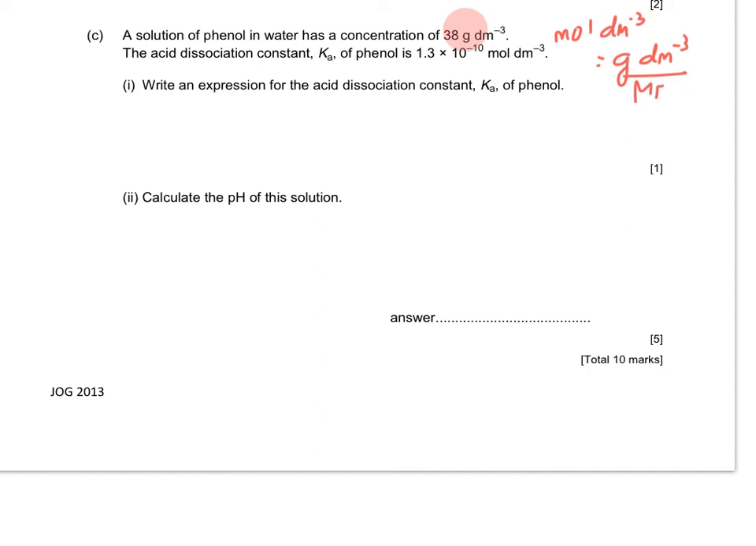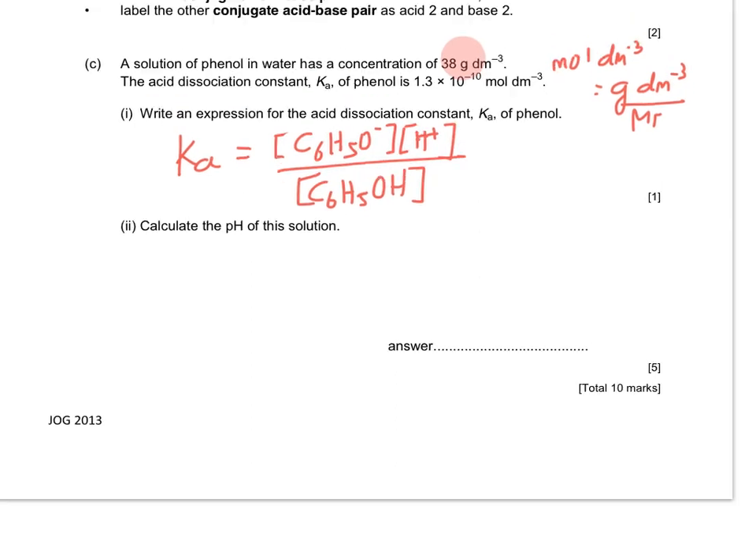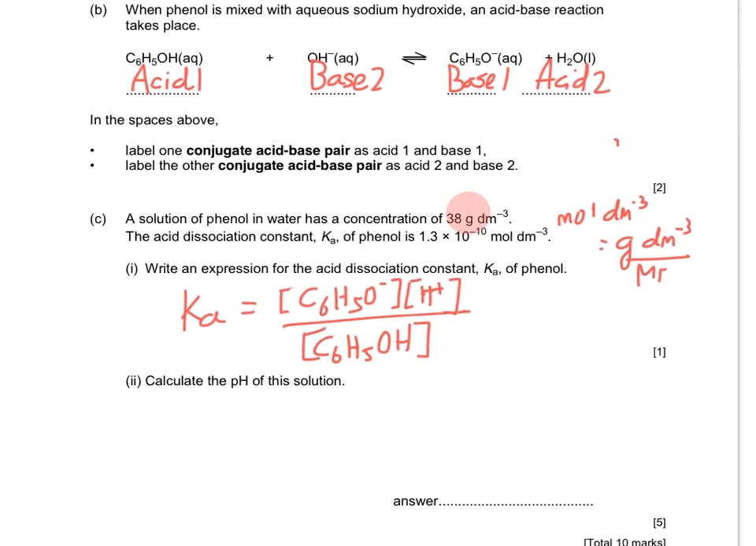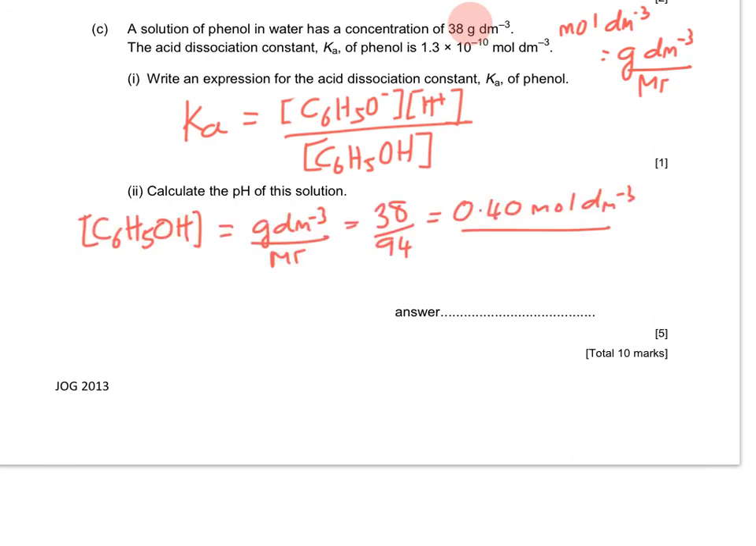And we need to do the Ka expression. And it should look something like that. Now just to double check, to make sure you're on board and convinced of this, let's have a quick look. And there you go. So phenol will dissociate into C6H5O minus and H plus. So now what we have to do is calculate the pH, and the first thing to do is to get the concentration. So that comes out at 0.40 moles per decimeter to the minus 3. Now we've got some numbers we can plug into our Ka expression to get the pH of our solution.